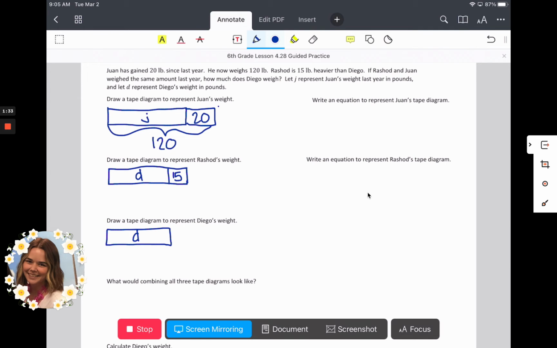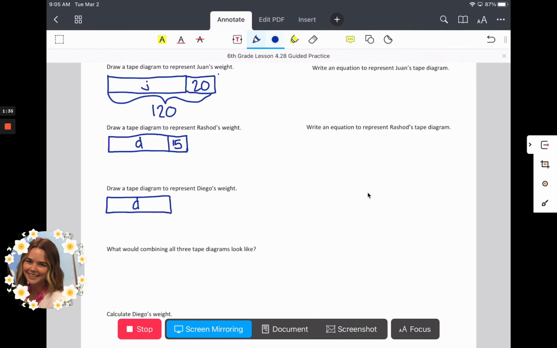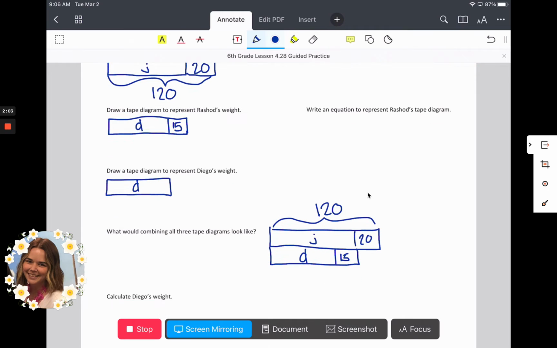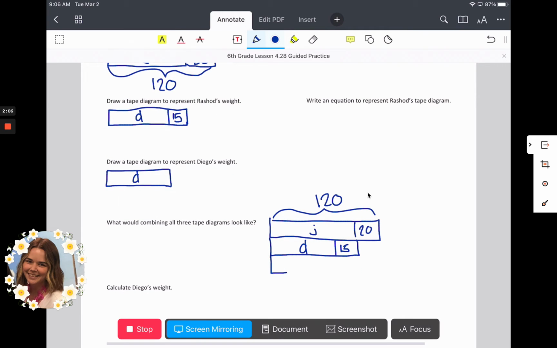So let's take a look at some equations. Actually, let's look at the tape diagrams all together first. That'll make the equations a little bit easier. So we'll start with Juan's tape diagram, and then we'll put Rashad's underneath that, and then finally Diego's.